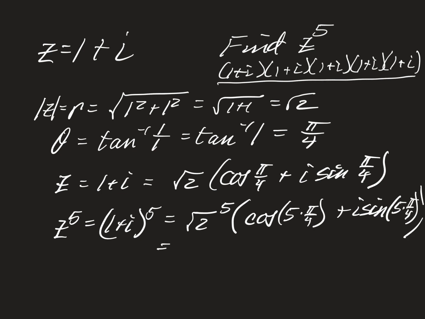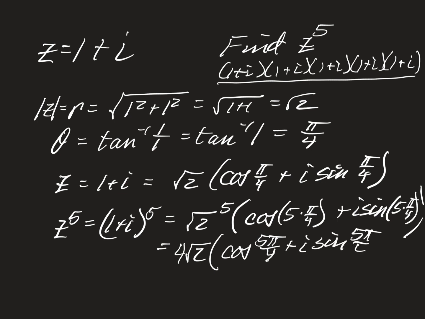And then we just simplify that. Square root of 2 to the 5th is going to be 4 times square root of 2. Go ahead and check that out. And this will just be cosine of 5 pi over 4 plus i sine of 5 pi over 4.